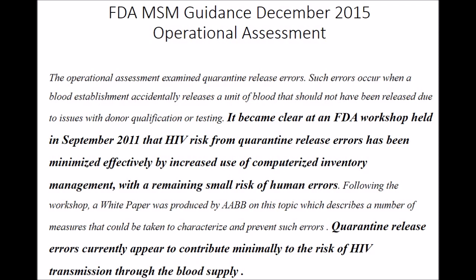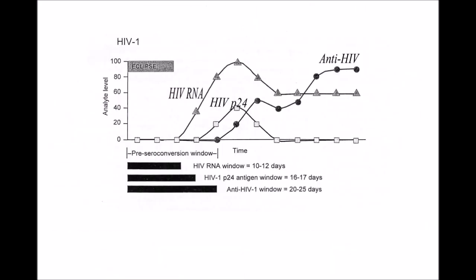They mention a white paper produced by the ABB on this topic, which describes a number of measures that could be taken, and make the statement that quarantine release errors... basically the FDA is making this statement in order to cover the fact that 5 years before they published a risk analysis which was exactly to the contrary. Exactly to the contrary. And my assertion is that there is no evidence from quantitative analysis from research to doubt that the basis of that risk analysis has changed. People may have a different view. I welcome being made aware of it.